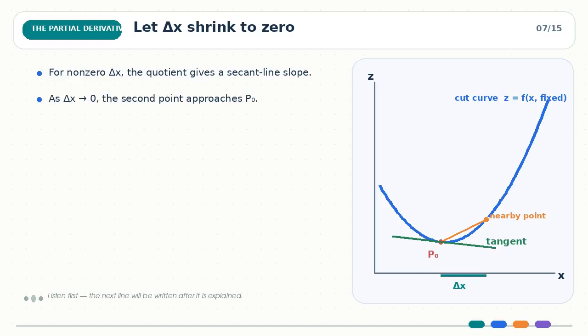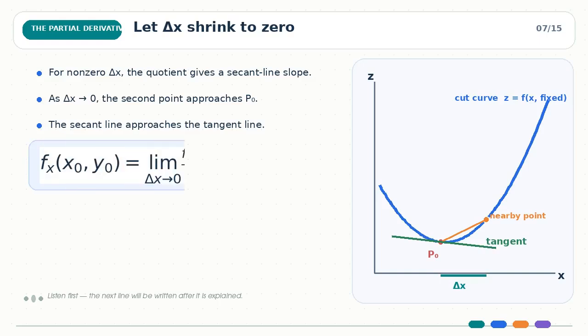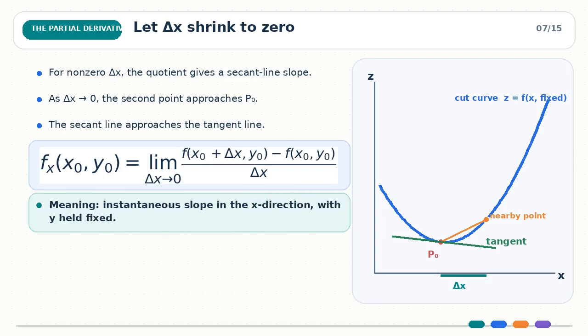Now let delta x become smaller and smaller. The second point moves closer and closer to P0. In the limit, the secant line approaches the tangent line to the cut curve. Therefore f sub x at x0, y0 is the limit as delta x tends to 0 of new height minus old height divided by delta x. Its meaning is simple: instantaneous slope in the x direction while y is held fixed.